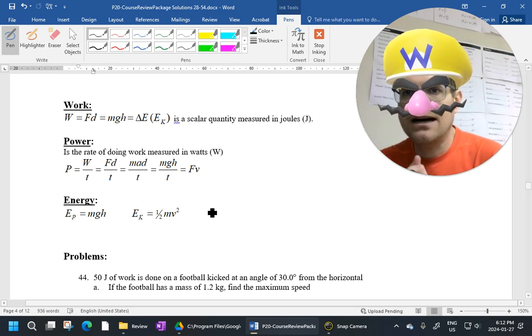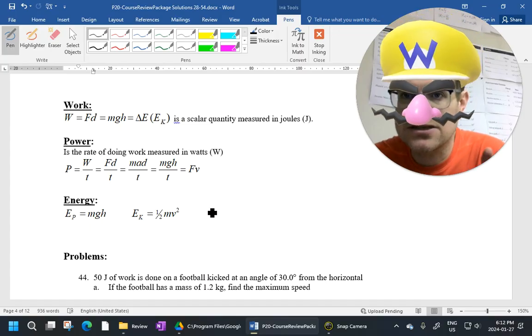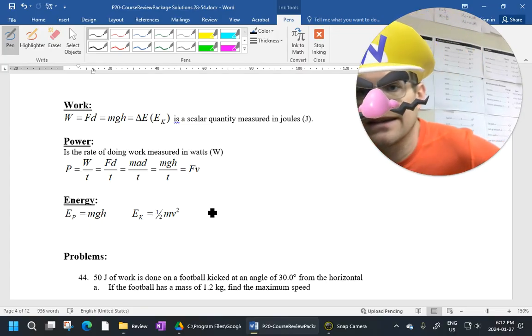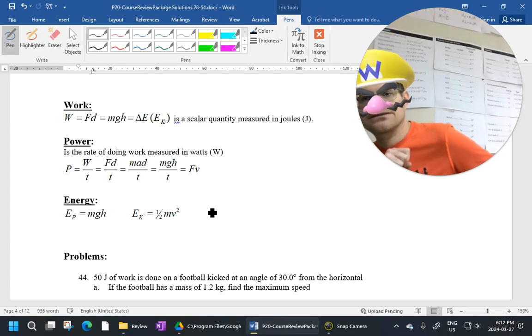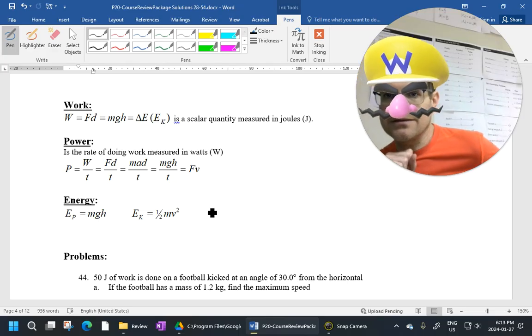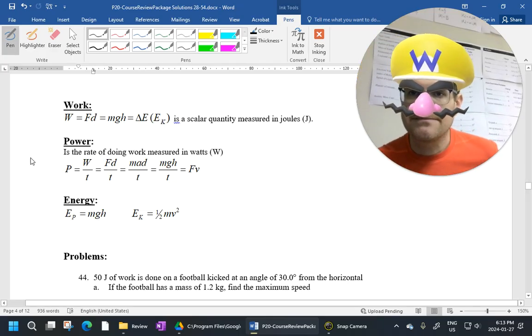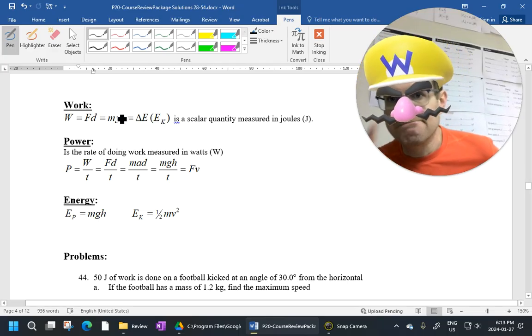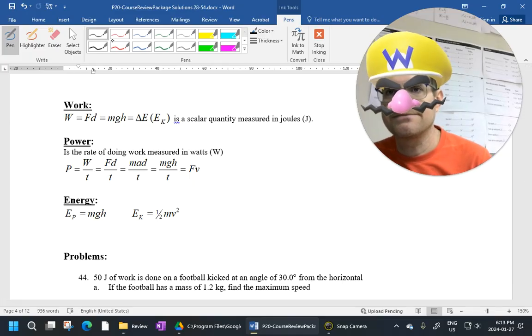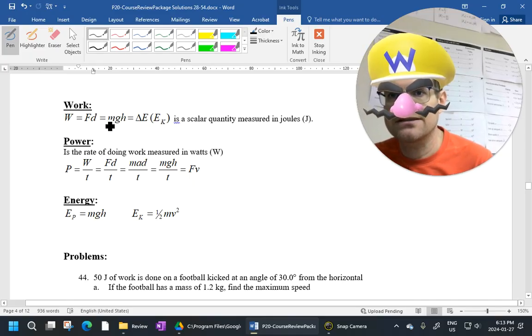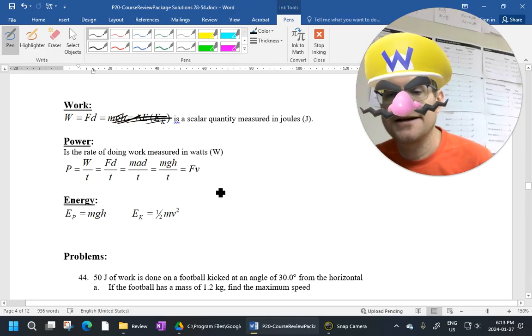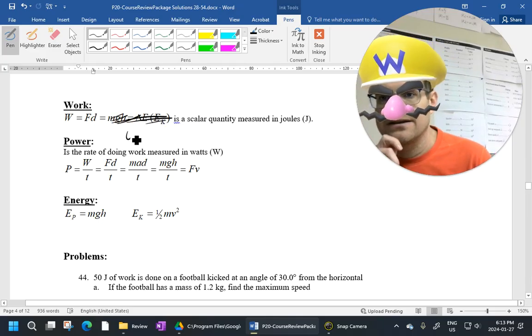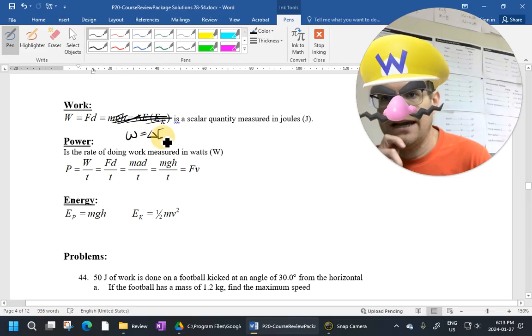All right, work. So remember, work is the change of energy. I have no idea what this formula up here says. I don't know what this is all about. Work is the change of energy. Now, this is mostly incorrect, so I'm going to cross this stuff off here. It is a scalar measurement. Work is force times distance. Remember, work is the change in energy.